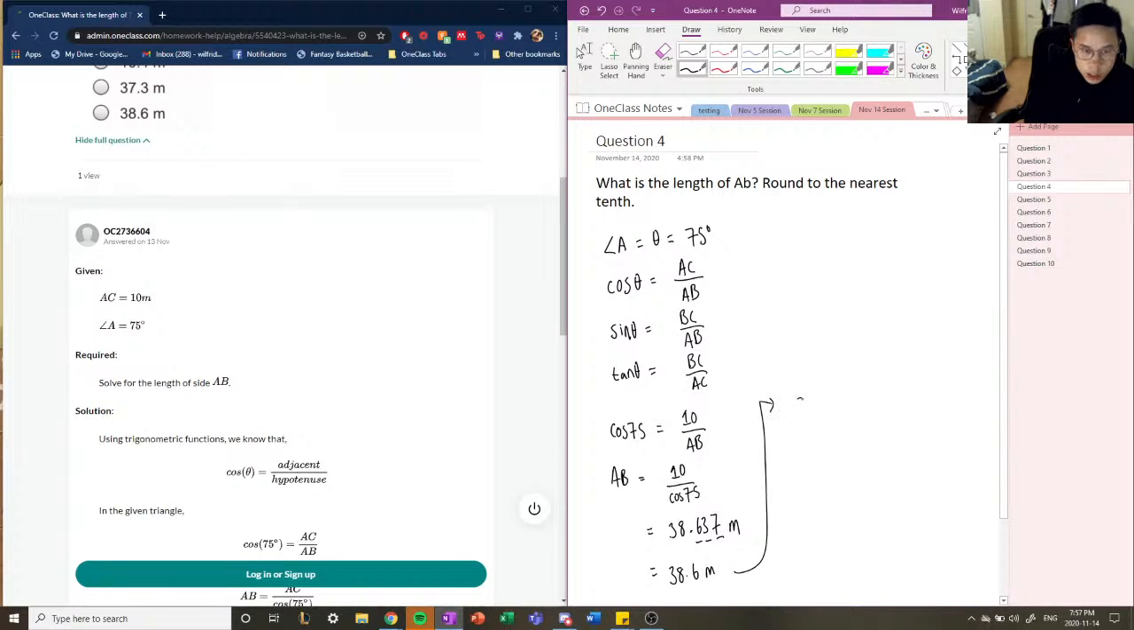So side AB is 38.6 meters. Cool. So that's the solution to the problem.